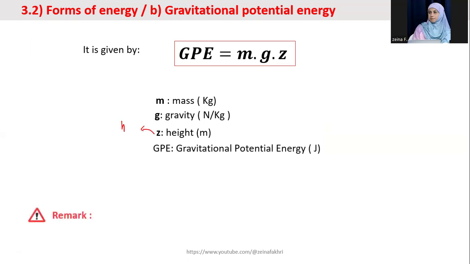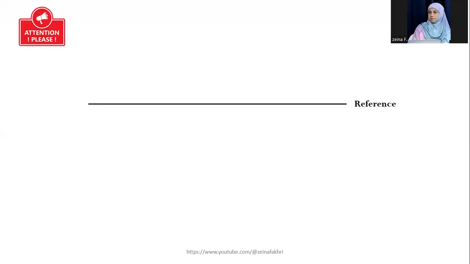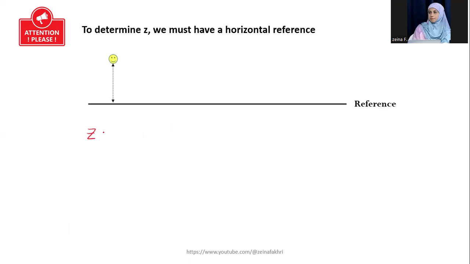Now, for this height, we have to pay attention that we must have a reference in order to find it, and that this energy can be positive or negative. This is according to the z. Why? If the object is above the reference, then z equals positive h. While if the object is on the reference, z is equal to 0. And when the object is below the reference, z is equal to negative h, which means that the gravitational potential energy can have a negative value.